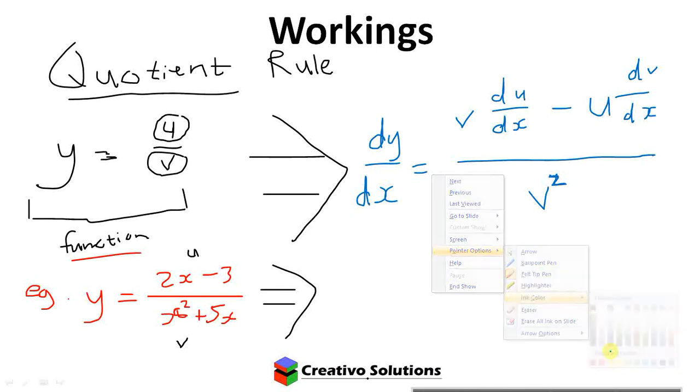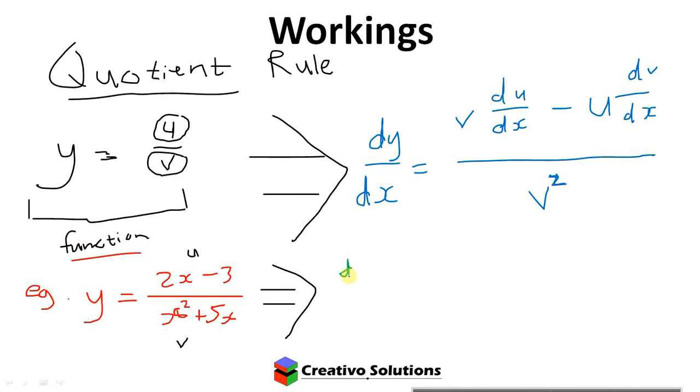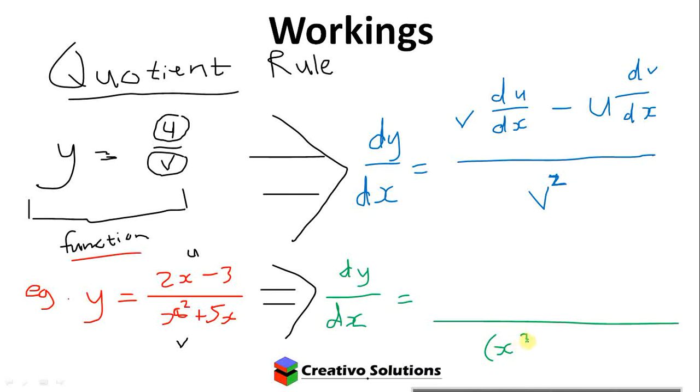So what have I been given? u and v. dy over dx, in terms of the rule, is going to equal... let's write down the easy bit, the v squared. What is v squared? x squared plus 5x, all squared. Okay, that's the rule. I've written that down. Then I just need the numerator.